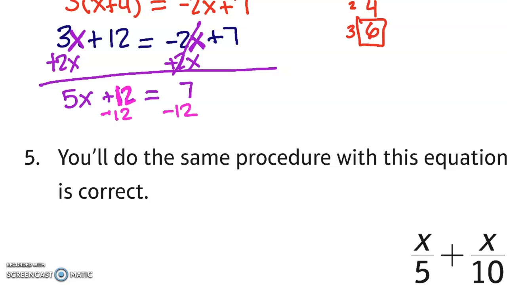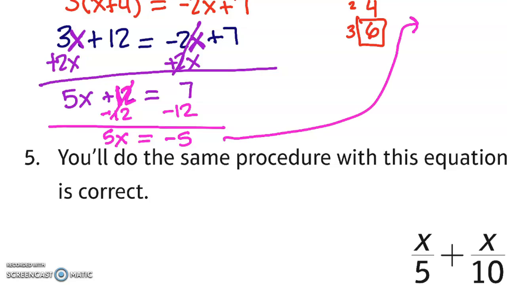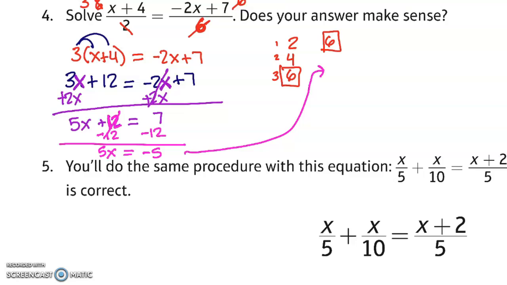When I minus 12 on each side, it cancels on the left, and I'm left with 5x. What do I get on the right? Okay, I ran out of room. What happens when you do that? You're going to move it. I've got 5x equals negative 5. Now what?